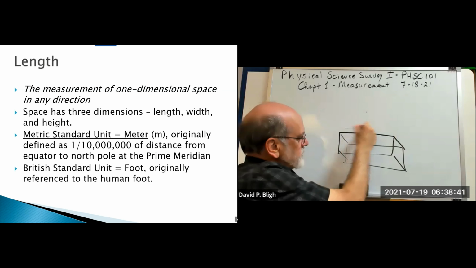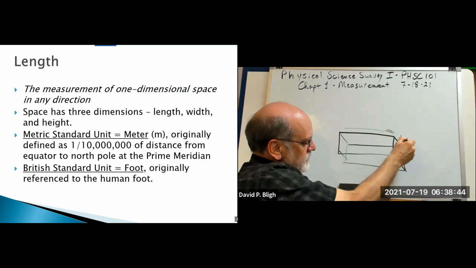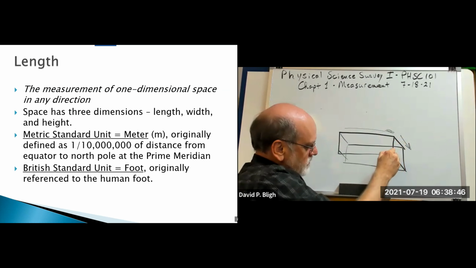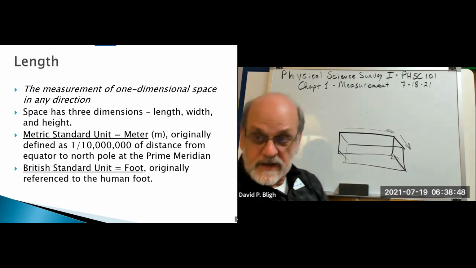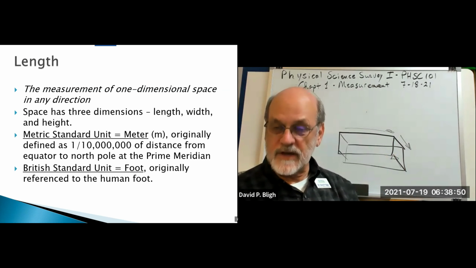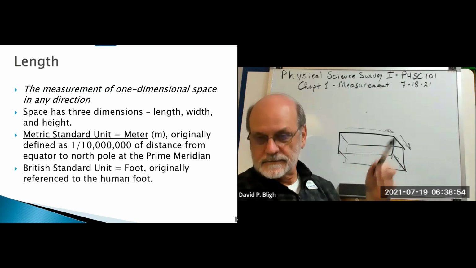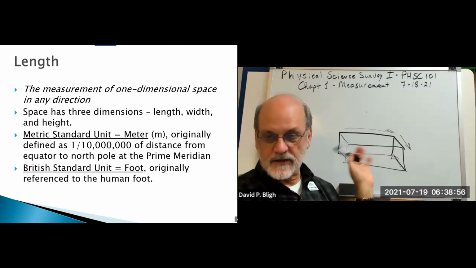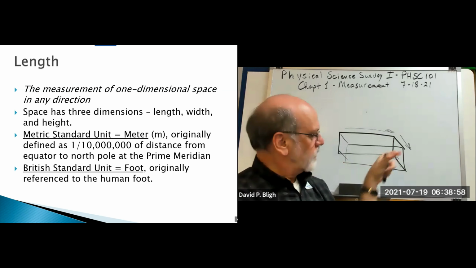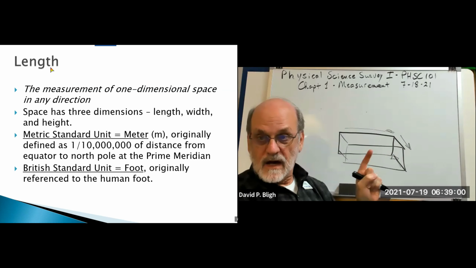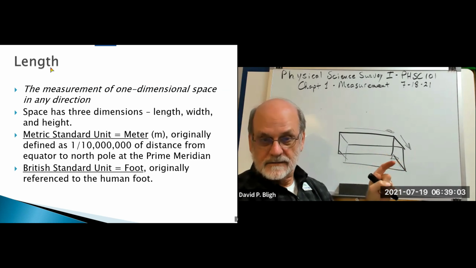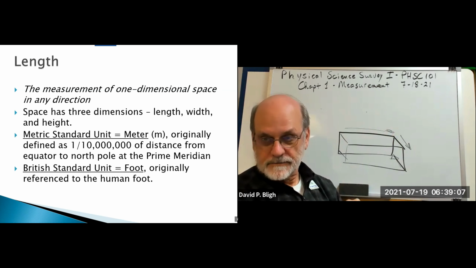Now we have a measurement this direction, we have a measurement this direction, and we have a measurement this direction. Three dimensions. That is three-dimensional space, or in this case, it would be like a solid or a space that's lined out in three dimensions. But each one of those dimensions can be described as length. And then we can use the length to calculate any of the others.